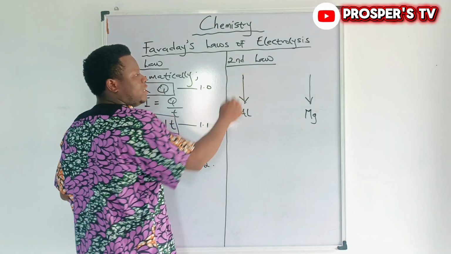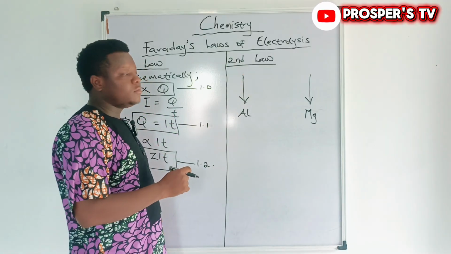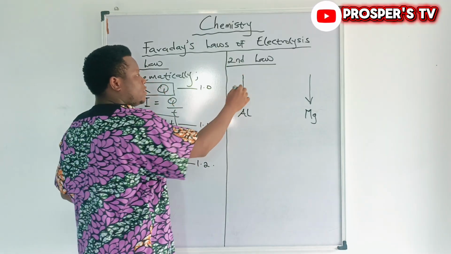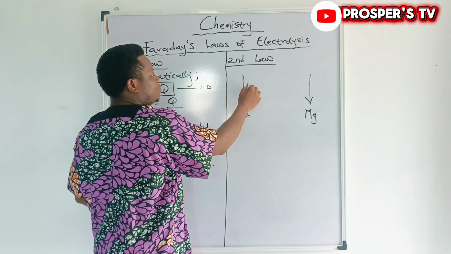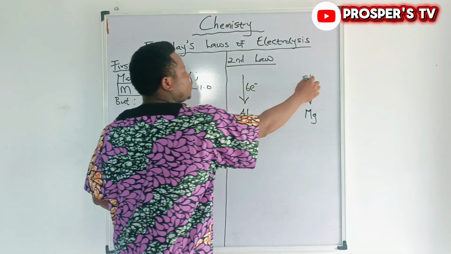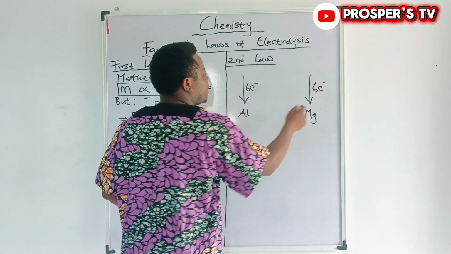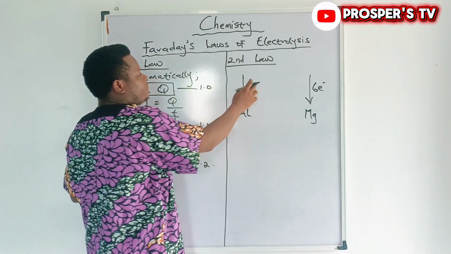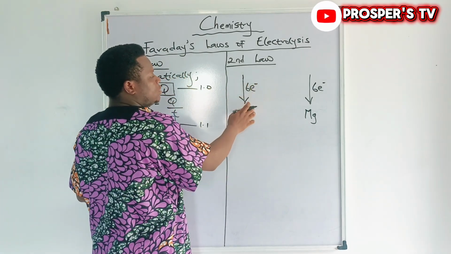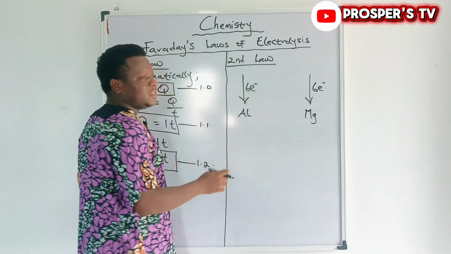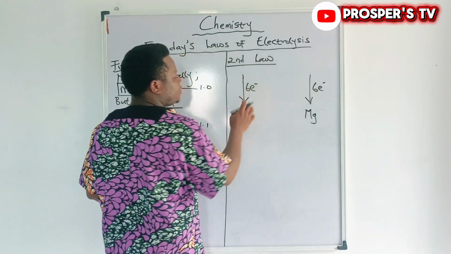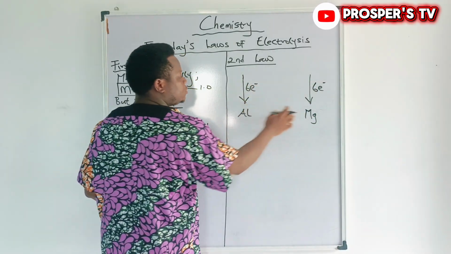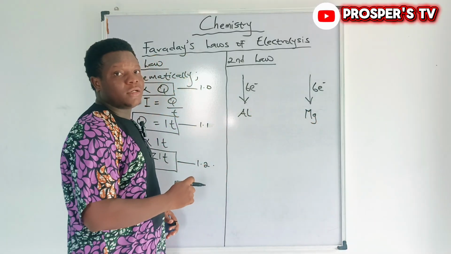So remember, electricity is the movement of electrons. So for understanding's sake, let's say we supply these two set-ups with 6 moles of electrons each. So if we supply 6 moles of electrons each to these different elements, the same quantity of electricity is being supplied to two different electrolytes.